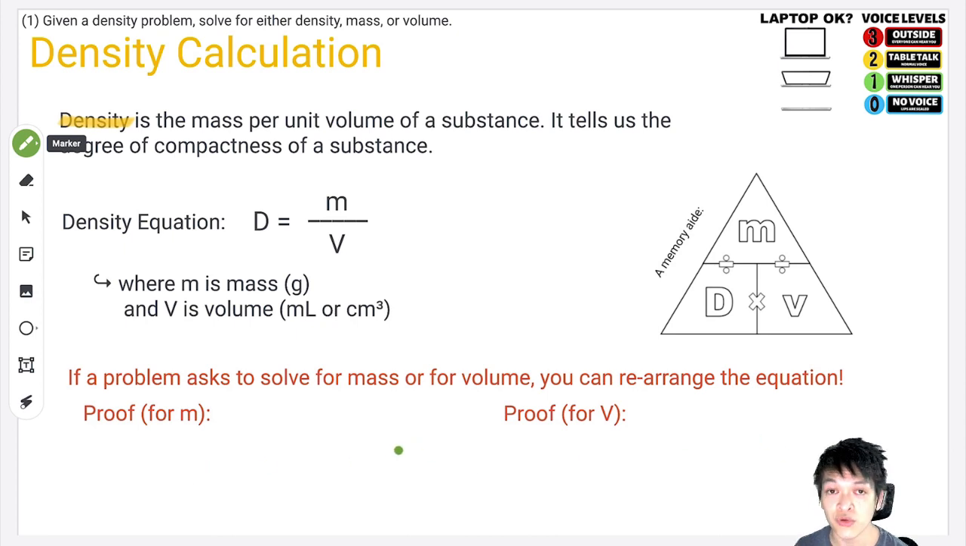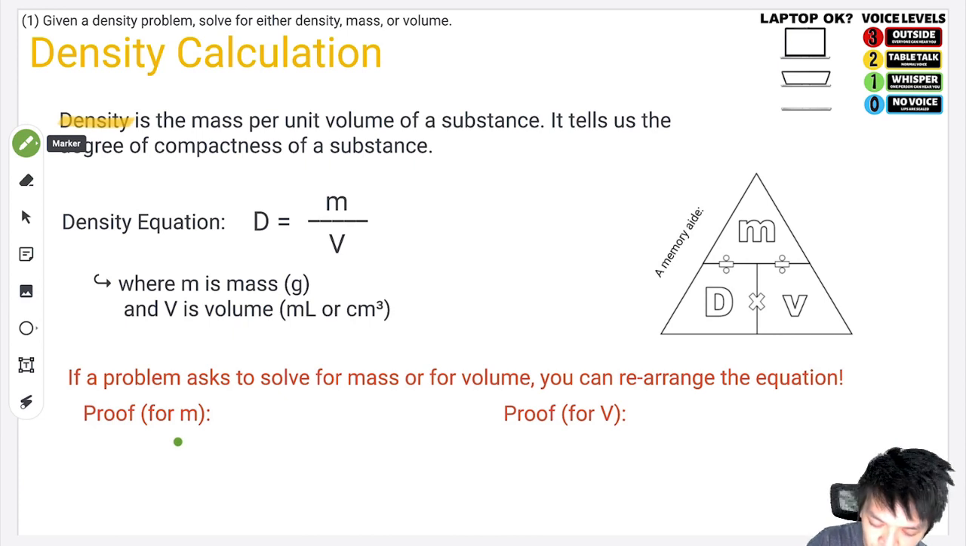Now, this is just a proof for it. You don't really need to remember how to do this, but mathematically, it always is good to understand where these things come from, right? So this is the proof for solving for mass, if a question is asking you to solve for mass. I'm going to start with the original density equation. This is just by definition what density is, right?